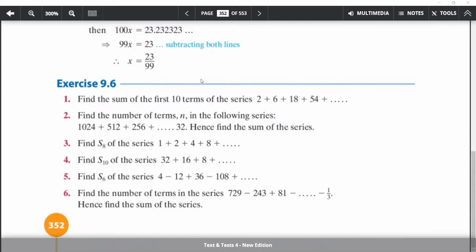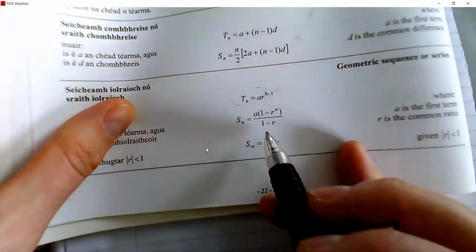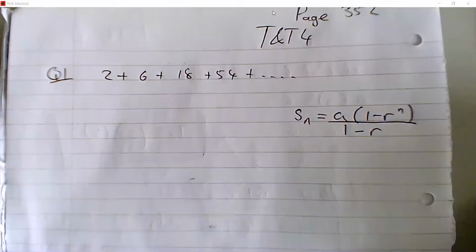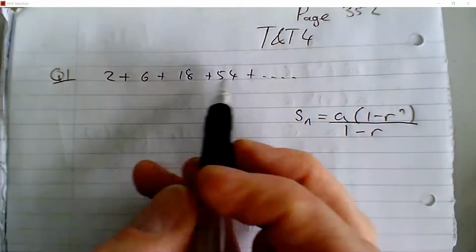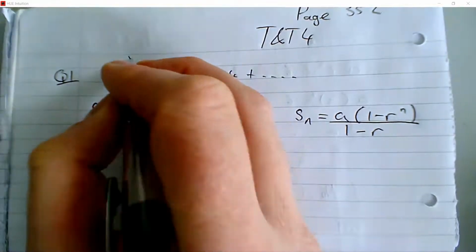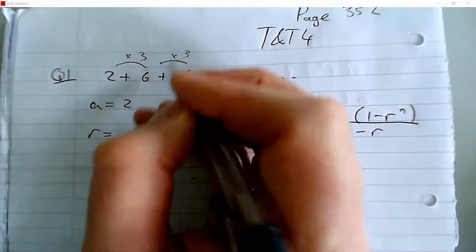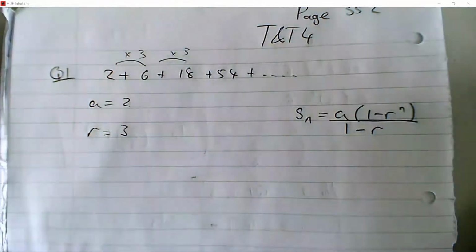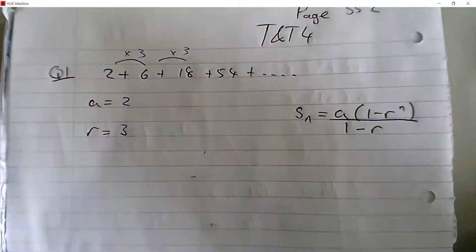So we'll turn to our log tables, page 22, and we'll look at this formula for the sum of a geometric series. We'll just use the formula once or twice before we see where it comes from. So question 1 there. Question 1 says 2, 6, 18, 24. A, our first term, is 2, and our common ratio, you're multiplying by 3 with each step. So r equals 3.